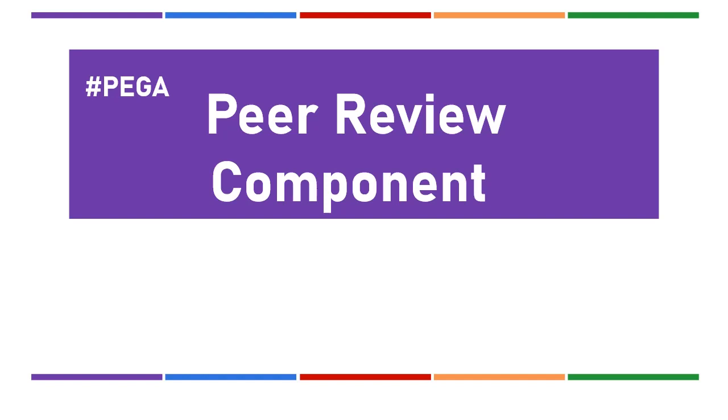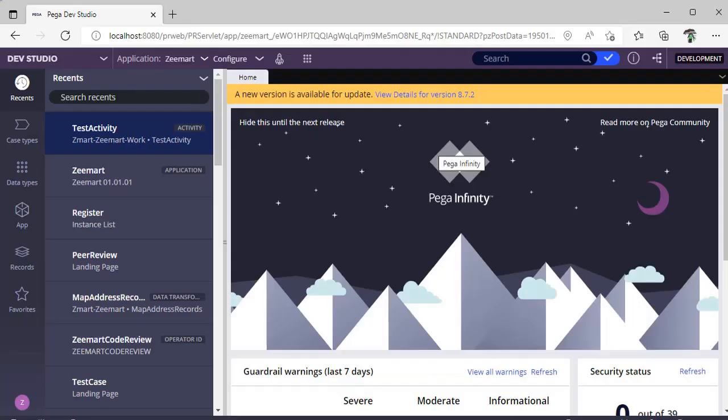Today we are going to discuss the peer review component in Pega. So let's get started. As we work with different teams as a lead or module lead, we have a responsibility of doing peer code review for good quality code without any defects. It is mandatory to review the code of our peer developers, and we should make sure the guardrail score is in good shape and we are not introducing new defects in our Pega environment.